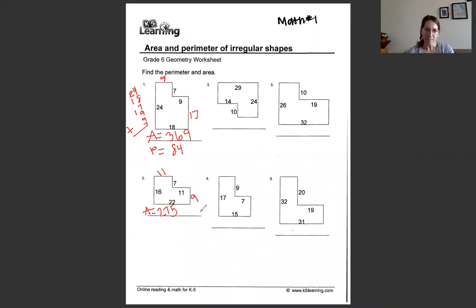All right, so to find the perimeter, let's set it up here. Now you know you have to add 22 plus 16, 11, 11, 9, and 7 together. And that should give you 76, according to the answer key. That's where I'm getting this from, so don't quote me. All right, so that's some really good practice.